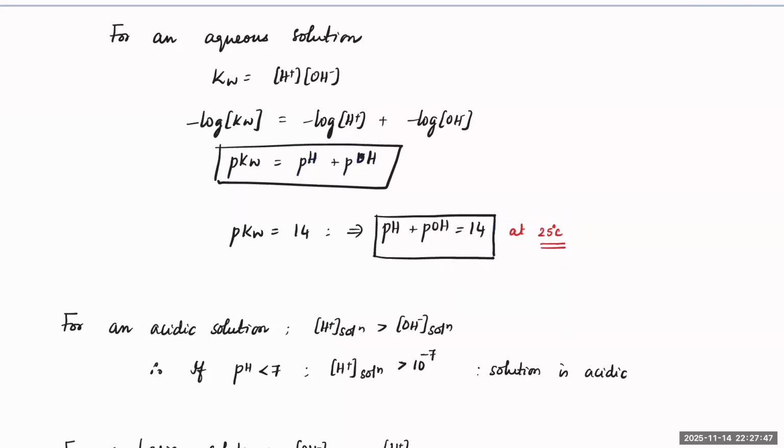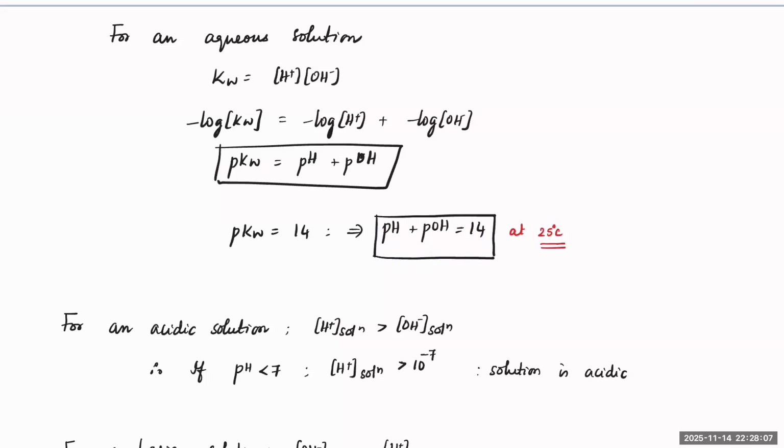Same thing, we have just H plus into OH minus is 10 raised to power of minus 14. The same thing I have written in terms of pH and pOH. So remember, in aqueous solution, this will always remain constant. As long as it is an aqueous solution, the sum of these two should always be 14.